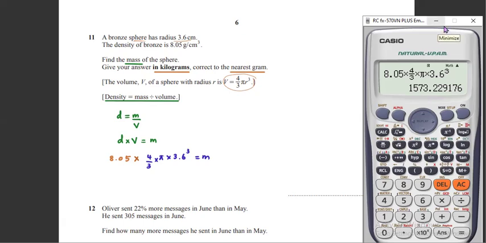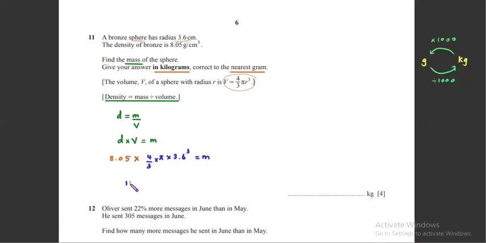divided by 1000. So I'm going to put the same answer, 1573.229. After that, we have a 1, we don't have to write that. And this many grams, this is the mass. I need to convert this into kilograms. So for me to convert this into kilograms, a smaller unit is converted into a larger unit, which means we need to divide.